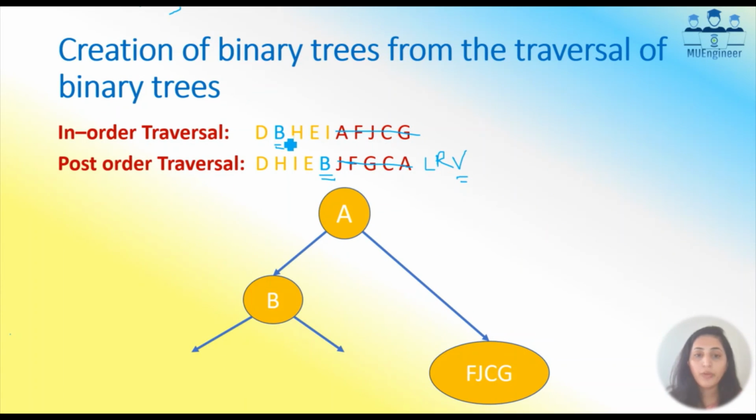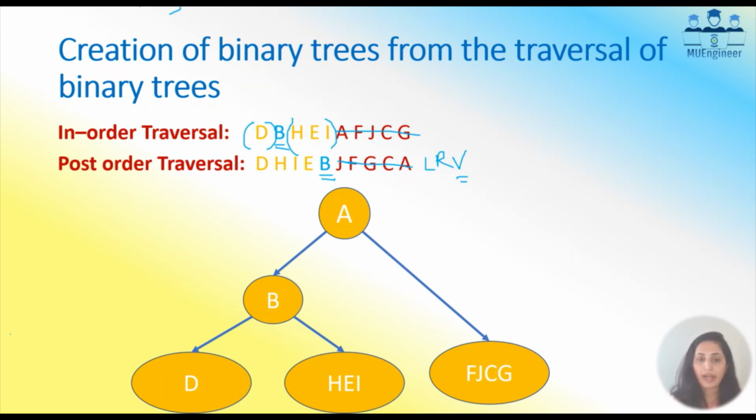Now whoever is on the left of B is a left child and whoever is on the right of B is a right child. So I can easily say D is on the left and H, E, I is on the right. Okay, with this I have solved it one by one, step by step.